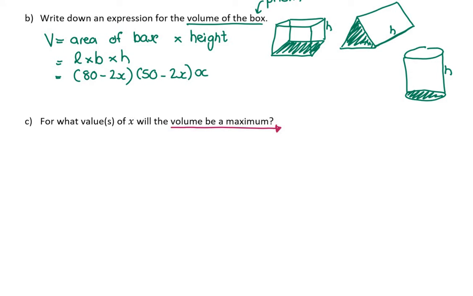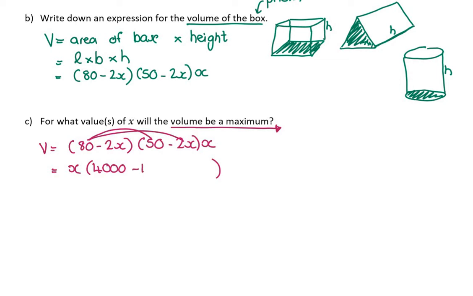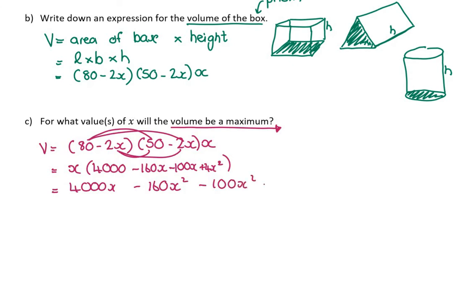Well, the first question I'd ask myself is, what does this volume expression actually look like? I haven't multiplied it out, and so I don't actually know what type of graph this is, because I could graph this expression for volume. So if I multiplied it out, let me put my x in the front, I would multiply my two brackets first, so that would be 4,000 minus 160x minus 100x plus 4x squared. Then if I multiplied by x, I got 4,000x minus 160x squared minus 100x squared plus 4x cubed.